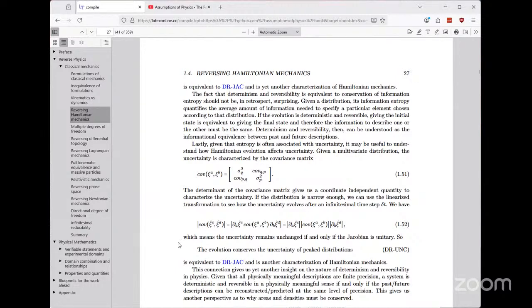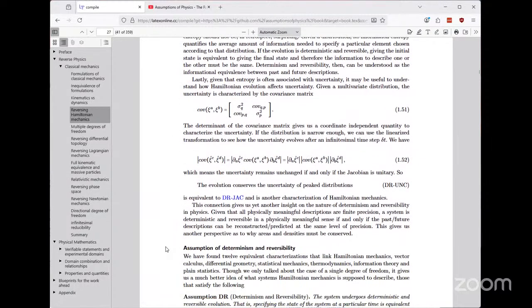Lastly, given that entropy is often associated with uncertainty, it may be useful to understand how Hamiltonian evolution affects uncertainty. Given a multivariate distribution, the uncertainty is characterized by the covariance matrix. The determinant of the covariance matrix gives us a coordinate-independent quantity to characterize the uncertainty. If the distribution is narrow enough, we can use the linearized transformation to see how the uncertainty evolves after an infinitesimal time step delta t. We have, and here you have the determinant of the covariance matrix.